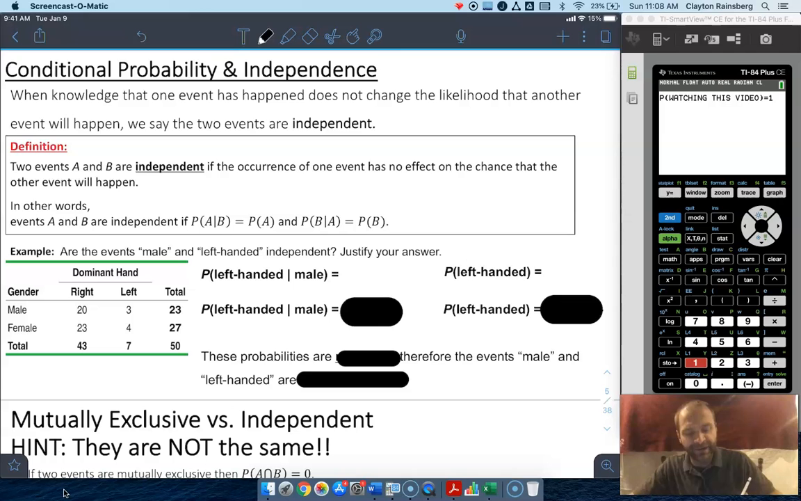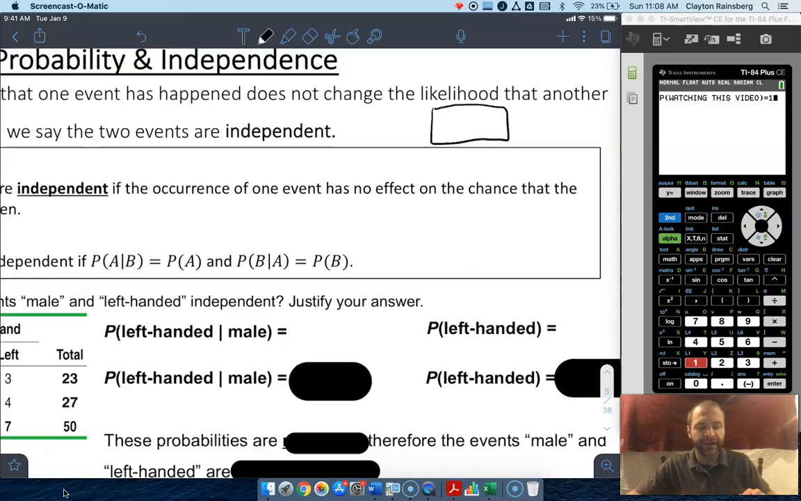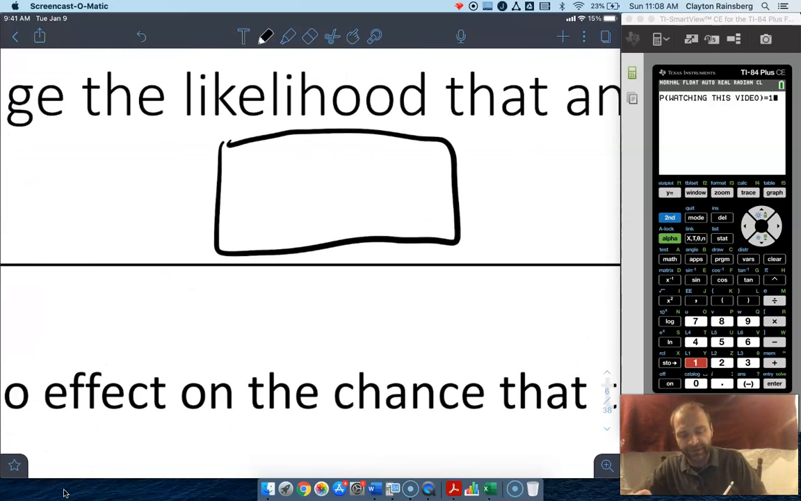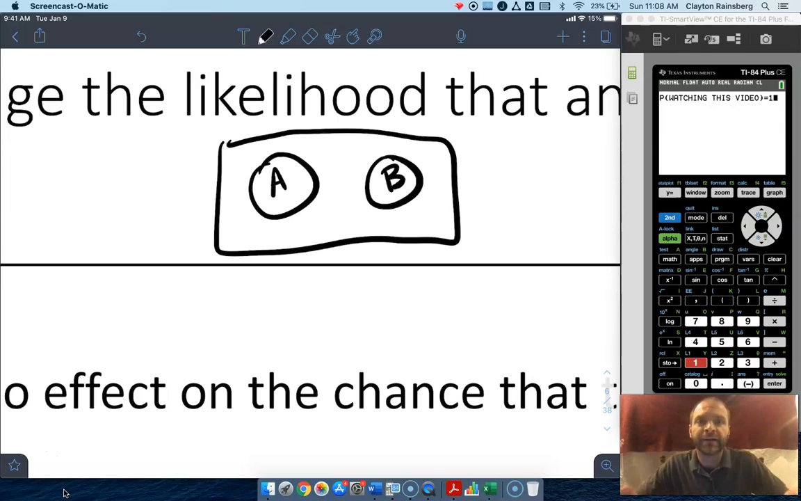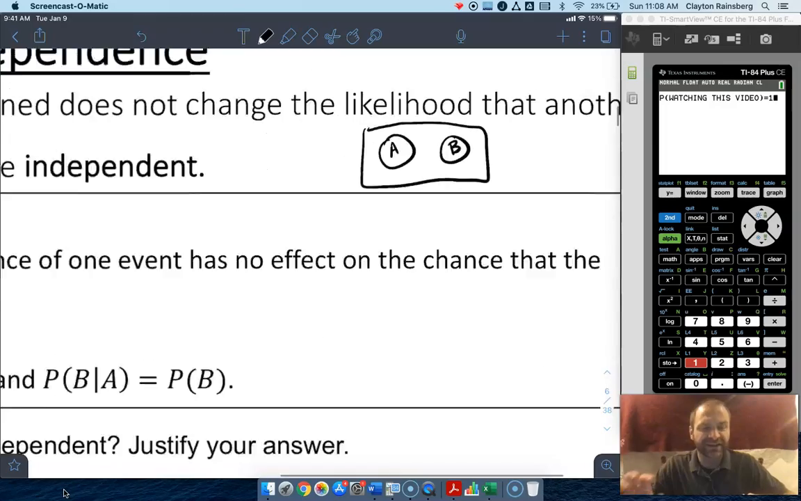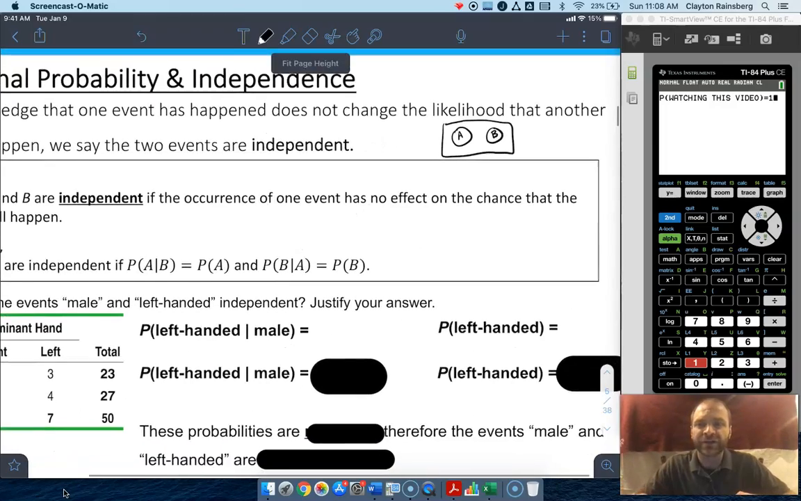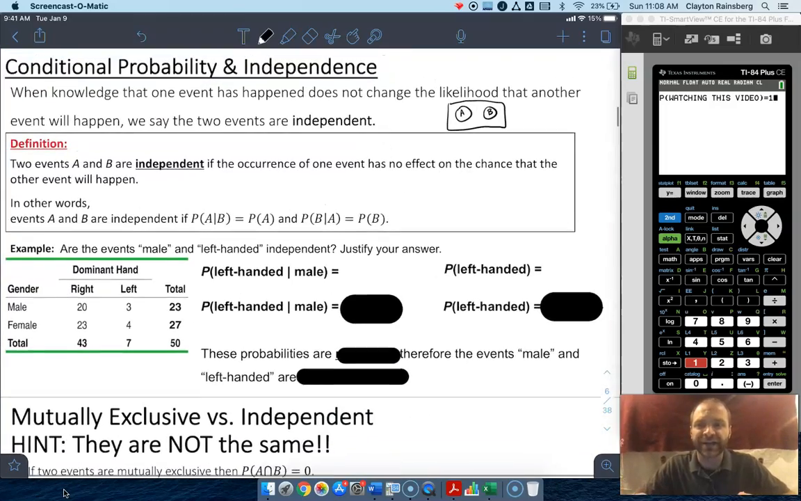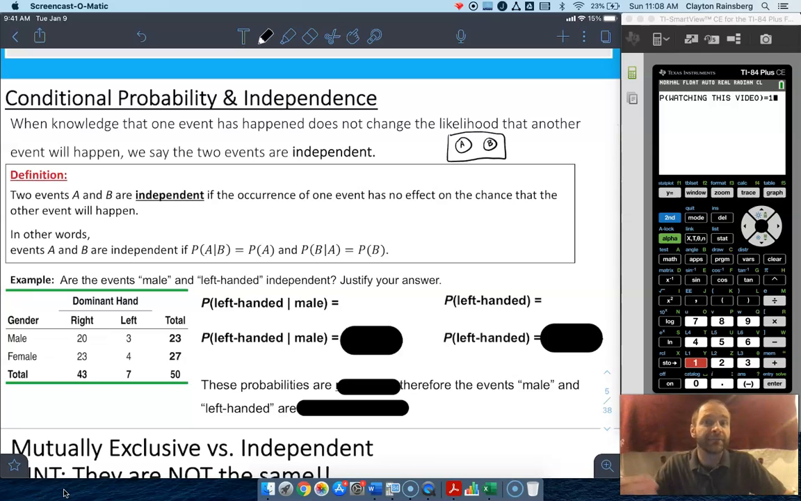This idea of independence, if I do a Venn diagram, it does not mean this. Event A, event B. That's mutually exclusive. These are not the same ideas. And that's where the tougher stuff comes into play. So here's what we're going to do. We're going to look at this example. Are the events of being male and left-handed independent of each other?